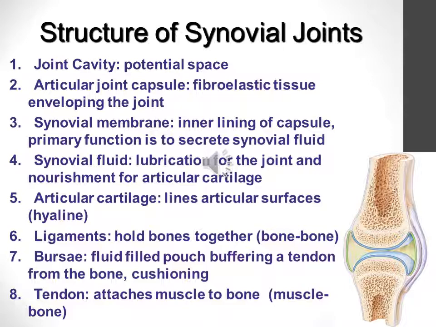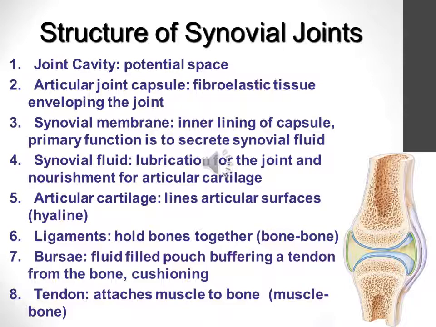Its primary job is to secrete synovial fluid, made up of loose connective tissue, and it's going to cover all of the internal joint surfaces that are not hyaline. The synovial fluid is just for lubricating the joints, reducing friction. It's going to nourish the articular cartilage, and it's what actually occupies those potential free spaces. Articular cartilage is going to line those articular surfaces, made of hyaline cartilage. It's going to absorb the compression, keep the ends from being crushed.